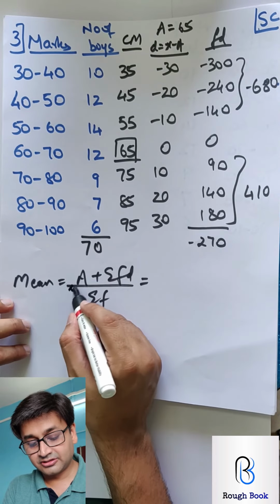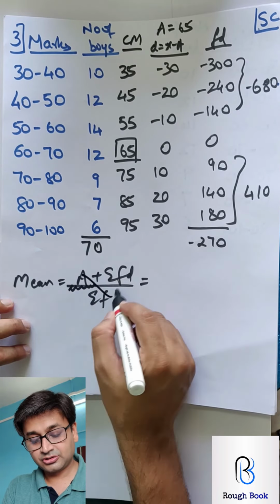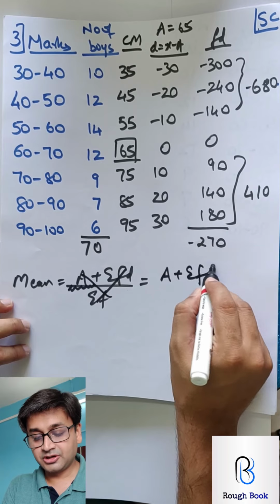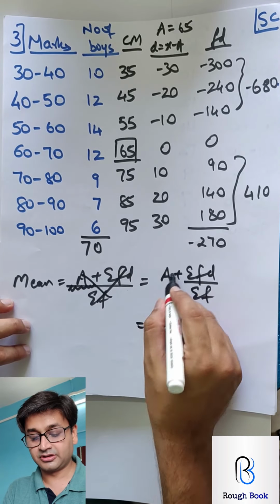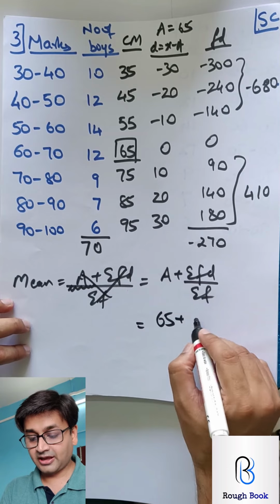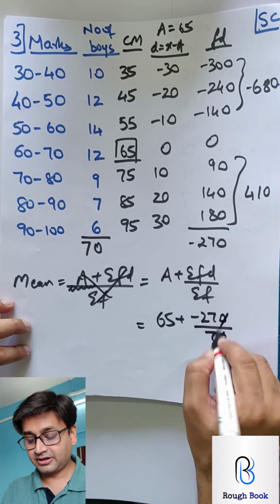See, I made a mistake here. This should not be there. Only this much, so your formula becomes wrong. Summation FD upon summation F. That's how it is. So A is 65. FD is negative 270 upon 70, cancels.